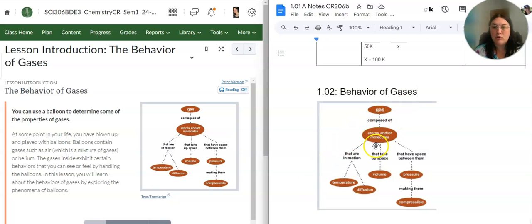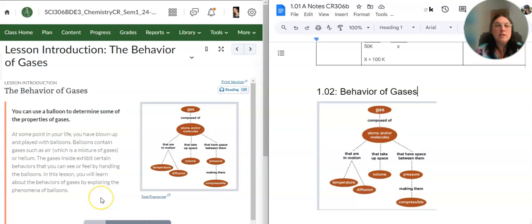Gases are composed of atoms and or molecules that take up space, and we call that volume. So volume is just how big something is three-dimensionally, how much space it takes up. Gases are composed of atoms and or molecules that have space between them, and that's what gives us pressure. Think about if you are on a bus and you're really close to someone, you feel a lot of pressure, right? Versus if you have lots of space to spread out. So that space that you have, that's going to dictate the pressure. And because gases have space around them, they can be compressed. They can be squeezed together.